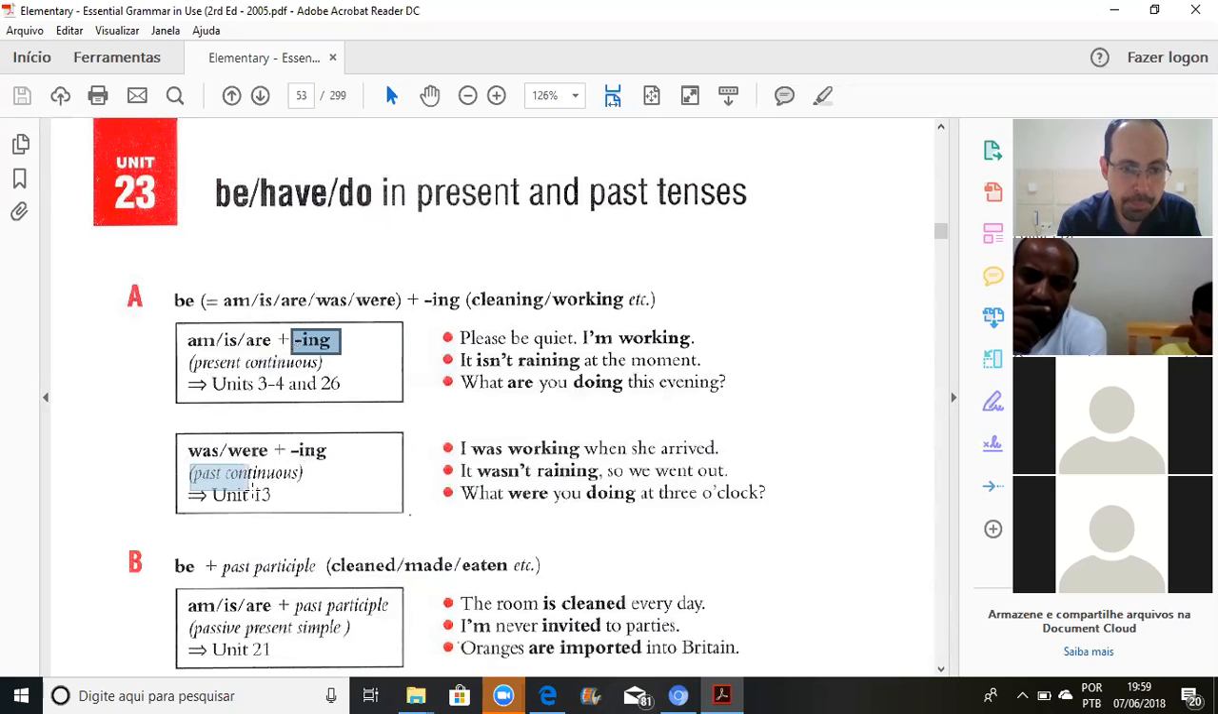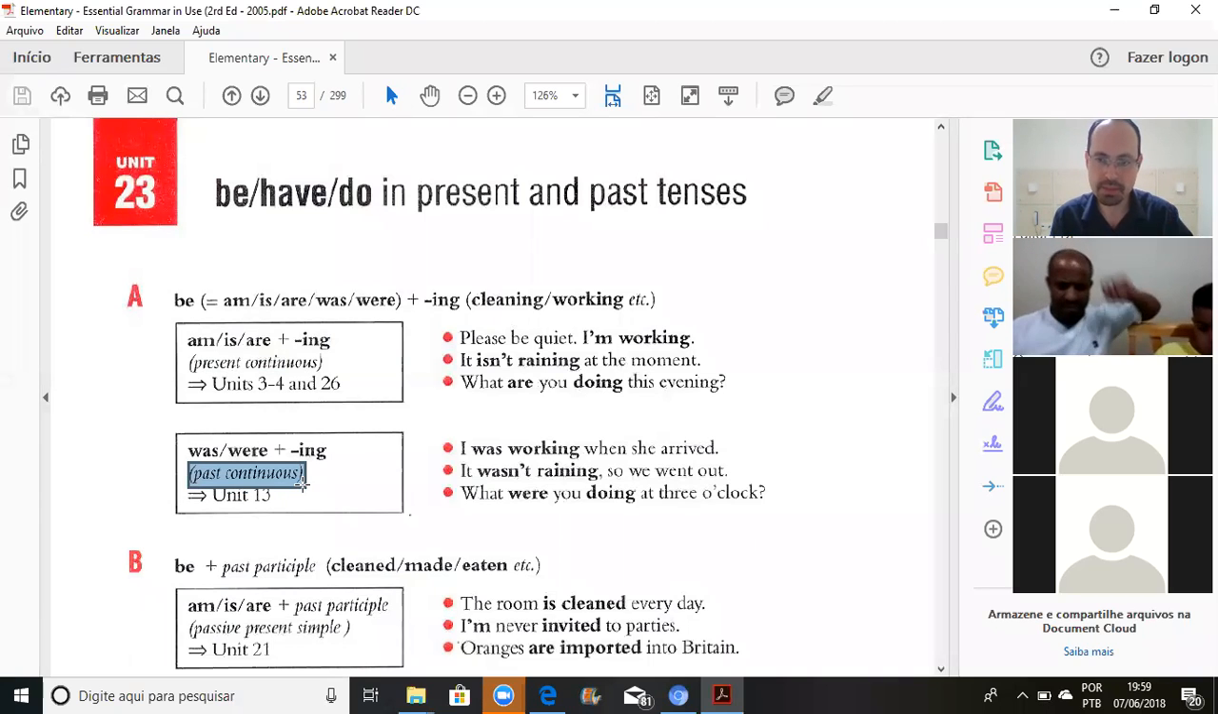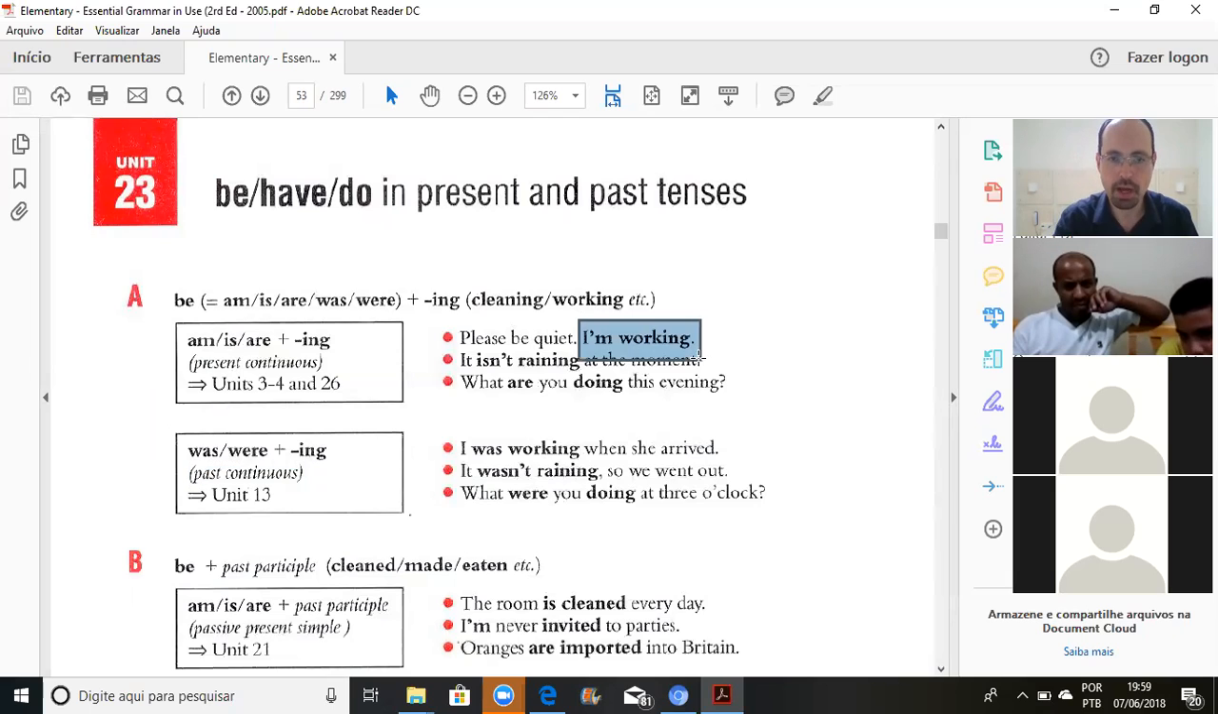What about the past continuous? It's just the same thing, okay? But I am referring here to something that was happening in the past, okay? Something that was happening in the past. For example, here I say, what's happening now? I am working.